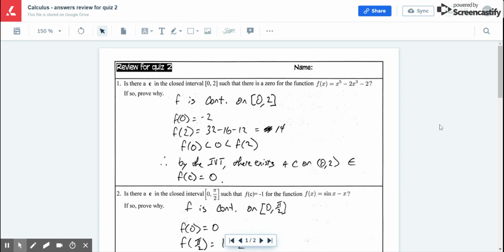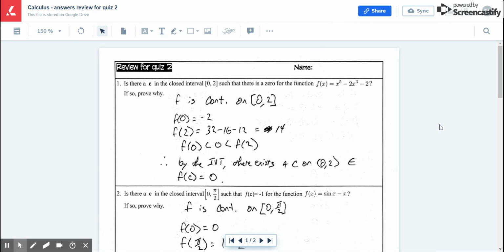On the first one, is there a c in the closed interval between 0 and 2 such that there is a 0 for the function f of x equals x to the fifth minus 2x cubed minus 2? If so, prove why. So it wants to know, does f of c equal 0?